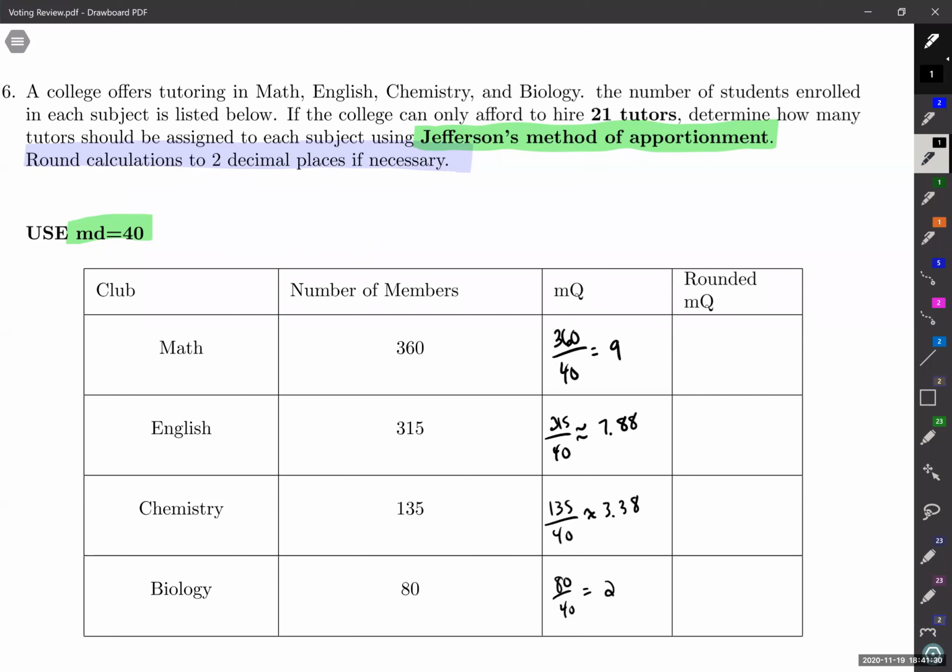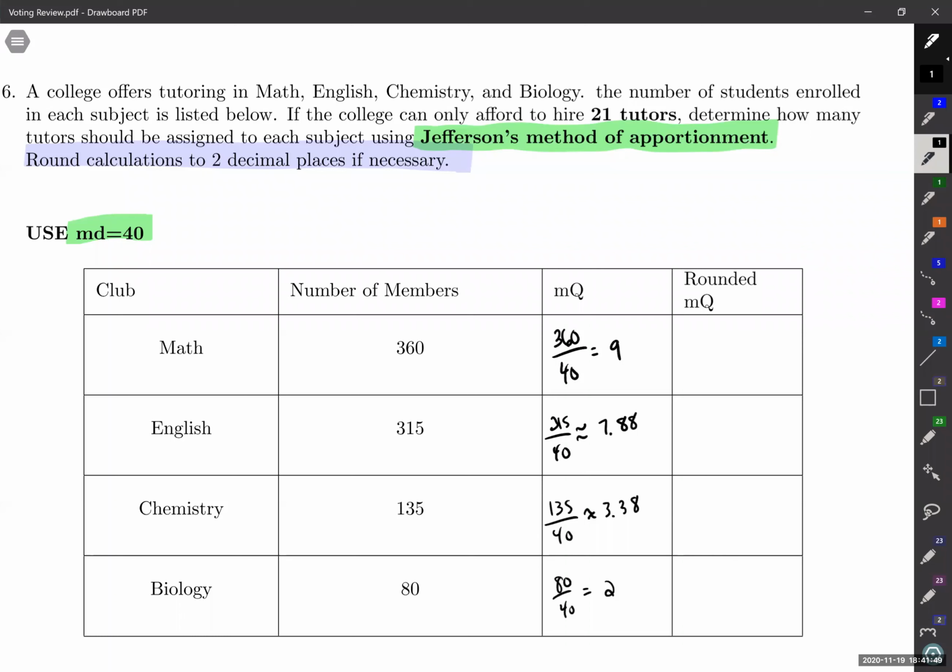Do we agree with these values so far? Now the last step is we do have to figure out how we're going to round this MQ. And for the Jefferson method, the rule is pretty quick. We just always round down no matter what. Even if you're very close to the next integer, it's always round down.